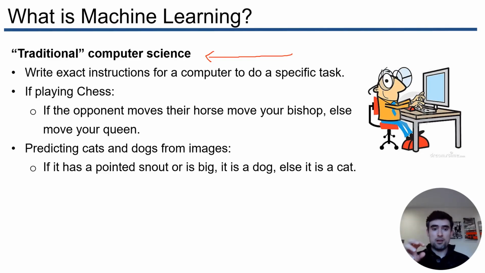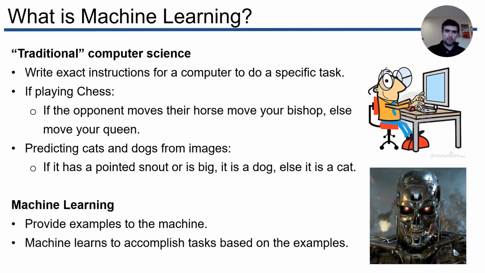Well, you would have an algorithm that would look at specific features, let's say the snout, which generally in dogs is a bit more pointy. So you would say, well, if the snout is pointy and maybe the animal that's in there is big compared to what's around it, then it's a dog. And otherwise, it would be a cat. Yeah, and again, here you would very clearly tell the computer what to look for so that it would make a decision. And this is what we would call traditional computer science.